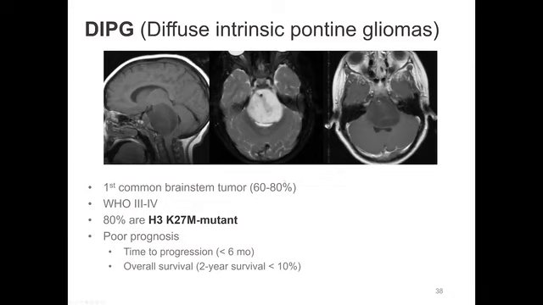Then, if you remember, the midbrain is the second common site of a brainstem tumor. So the ventral pons is the most common brainstem tumor site, and DIPG is a high-grade tumor, and 80% of the tumors have an H3K27M mutation. This has been mentioned in the new classification, but I will not go into the details. Usually DIPG has a very poor prognosis. The time to progression is less than 6 months, and overall survival at 2 years is less than 10%.